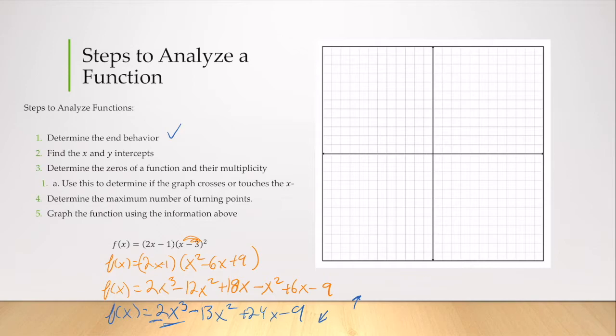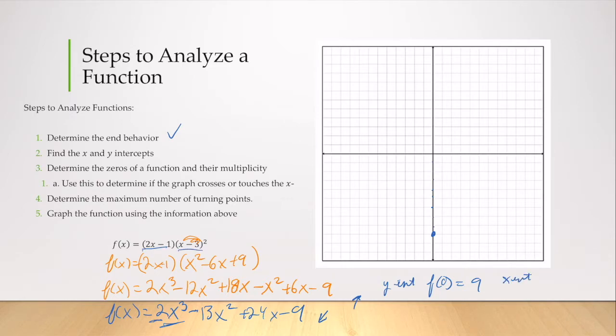Find the x and y intercepts. Well, my y-intercept is f of 0, which is negative 9. So 1, 2, 3, 4, 5, 6, 7, 8, 9. There's my y-intercept. My x-intercepts are both of those set equal to 0.